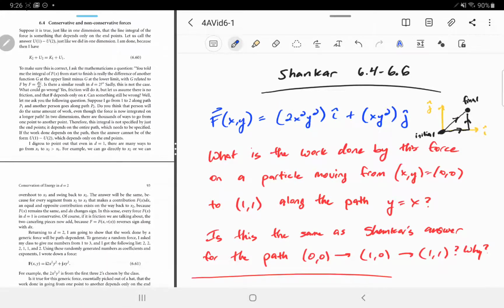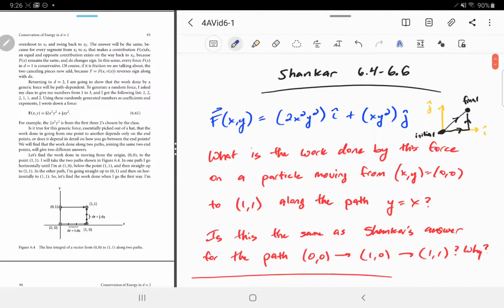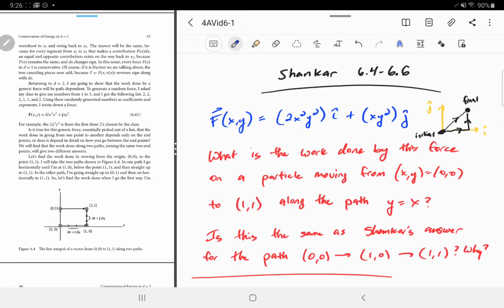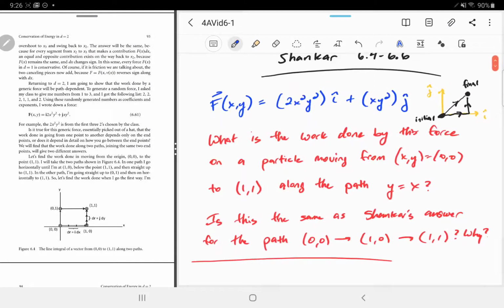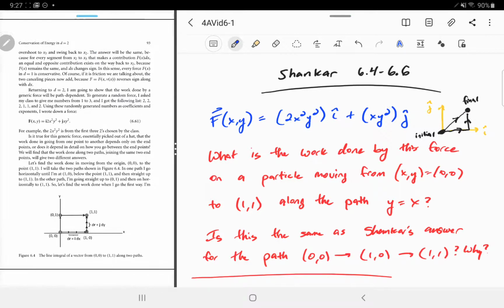So I'll talk a little bit about their example, but I want to do a different path because going in horizontal and vertical segments is easier than doing any general path. So I want to demonstrate how you might compute this along a general path. We're going to go along this diagonal line, along the line y equals x, straight from 0, 0 to 1, 1. So the path y equals x will go from the initial point to the final point. Then we can compare our answer to what Shankar gets for the other two paths.